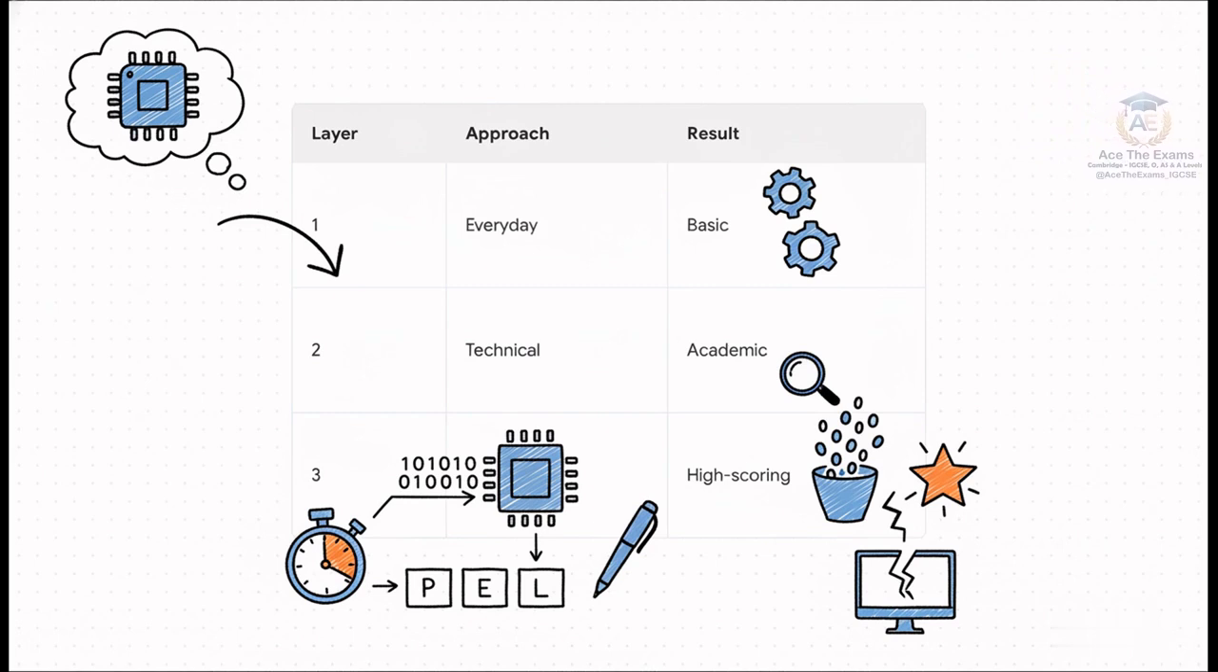Let's break these down. Layer 1 is just everyday language. You might sit there and say, well, overflow is when the computer runs out of space for numbers. Okay, fine. That gives you a basic conversational grasp of the idea, but you won't get marks for it.